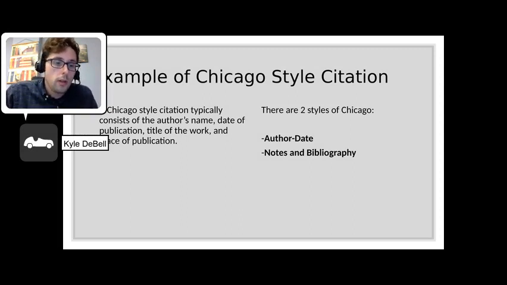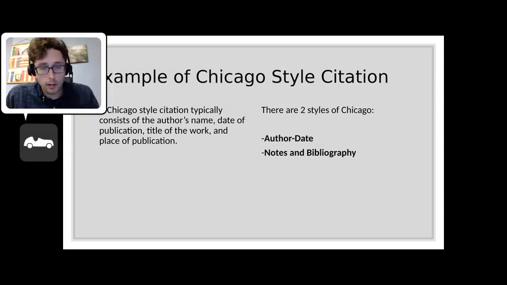There are really two styles of Chicago style citation: author-date, and notes and bibliography. At Young Harris College, we use notes and bibliography. We use footnotes, endnotes, and their corresponding bibliographic entries. We do not use author-date. I probably should have emphasized that more on this slide, but I wanted to at least present the two styles so you know the difference. Again, we do not use author-date at Young Harris College. We do, however, use notes and bibliography. So do keep that in mind.